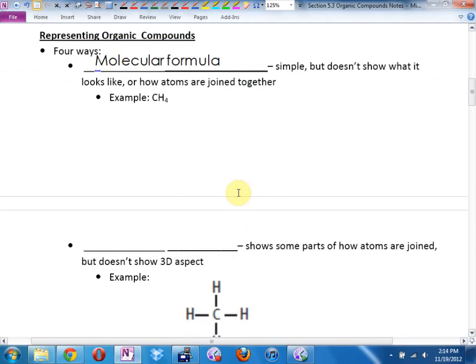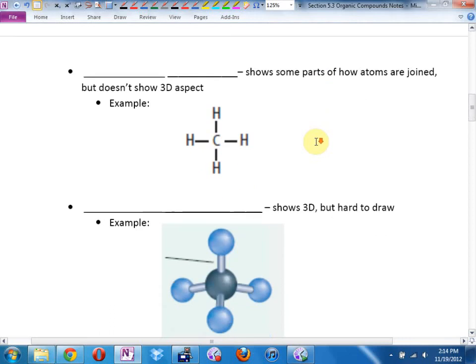Oh, by the way, before you turn the page, CH4, methane gas. Methane. Blows up. Okay.